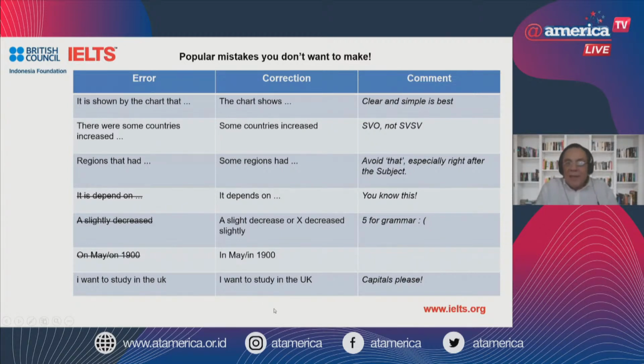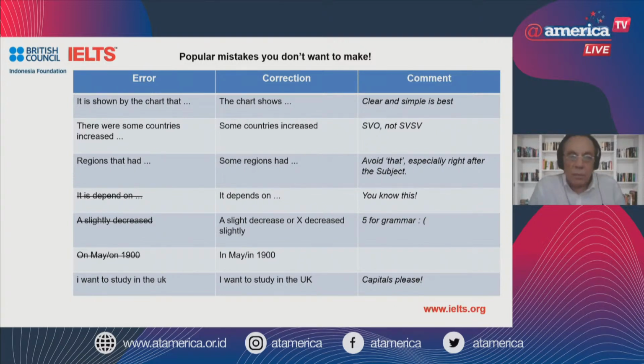Looking back, because I've been in Indonesia a long time, 20 years, and in the past I used to mark many IELTS writings. The kind of errors or popular mistakes, as we sometimes say, you don't want to make would be, let's start at the left here. "It is shown by the chart", there's nothing really wrong with that, but keep it simple. The chart shows. Second one, "there were some countries increased". Some countries increased, and that's going to be subject, verb, object, or other thing, not two main verbs there.